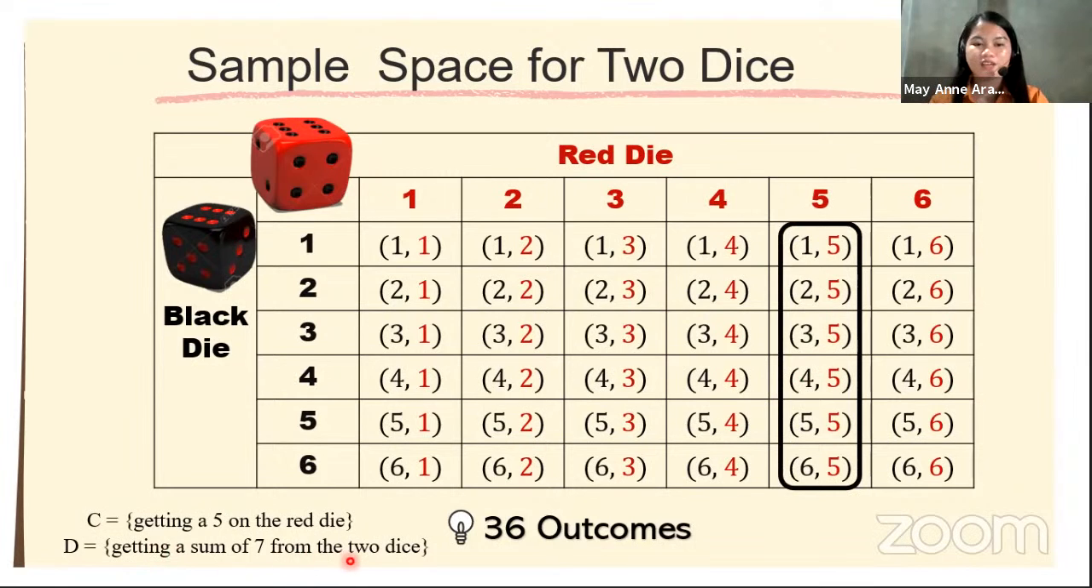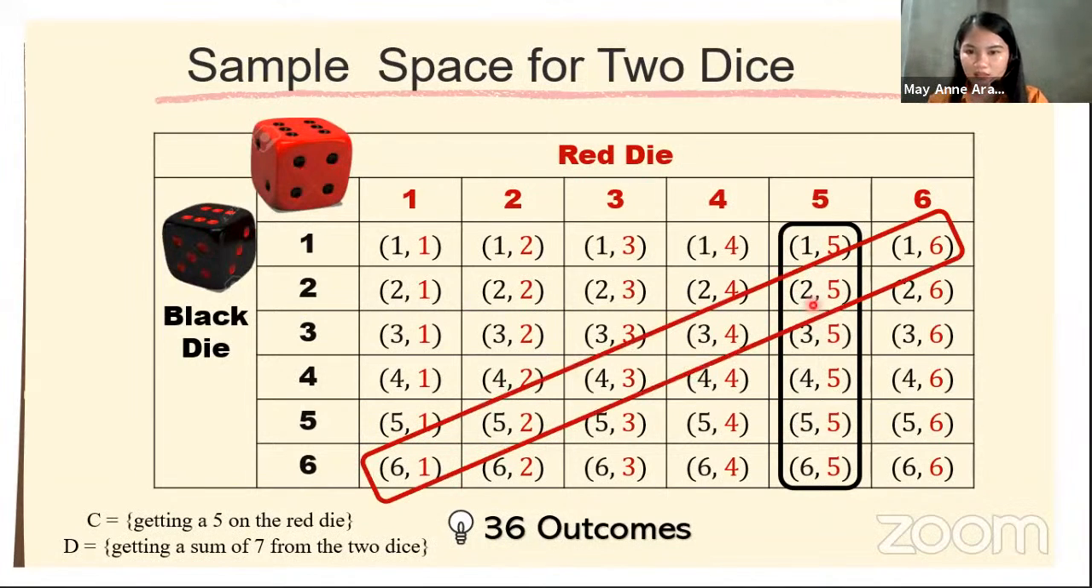And for getting a sum of 7 from the two dice, what are those pairs? We have 1, 6, 2, 5, 3, 4, and 4, 3. Then we also have 5, 2, and 6, 1. That is all of them. And you can see here, from this figure, they have an intersection, which is the pair 2 and 5. Since we count it in the first event and also in the second event, we need to subtract this from the sum, because it is counted twice, right?